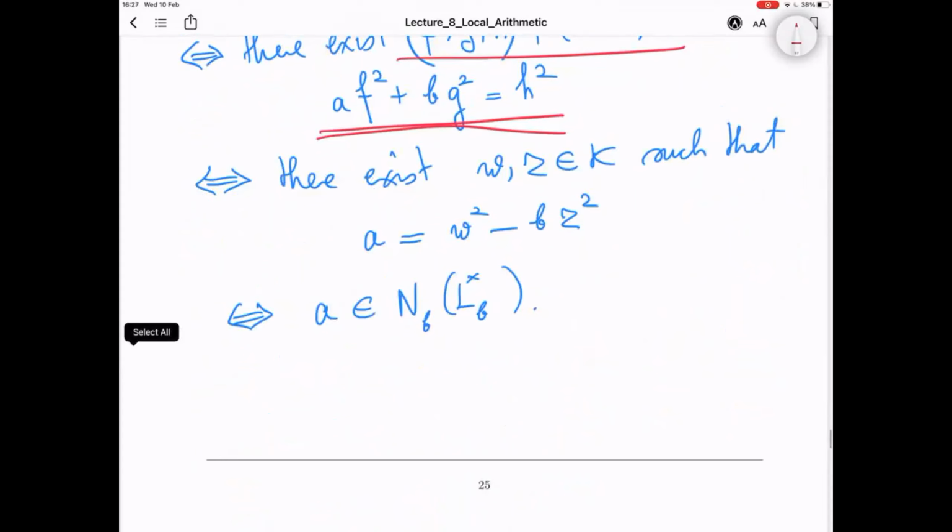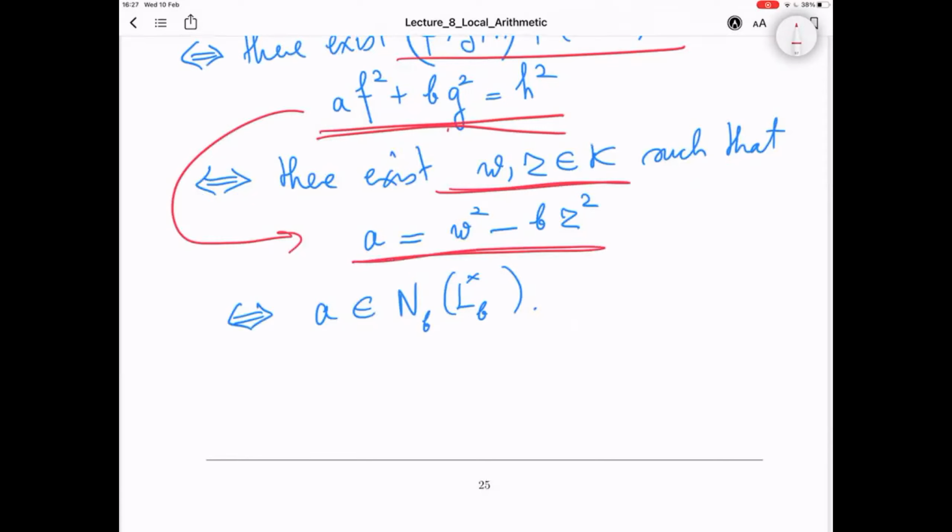Now, this equation can be manipulated to this one. I mean, it can be dehomogenized to this one. So this homogeneous equation has a solution if and only if this corresponding inhomogeneous equation has a solution. And that's exactly the same as saying that A is a norm from LB.